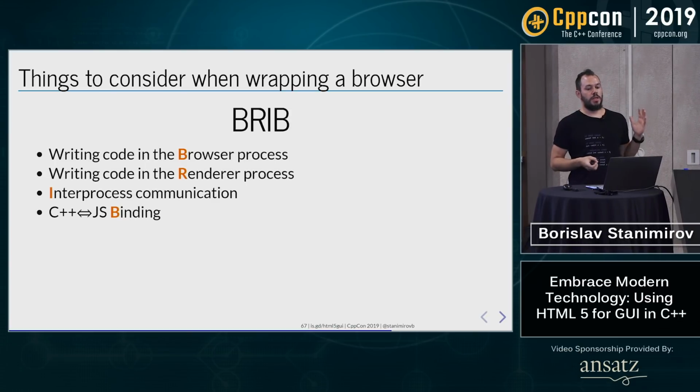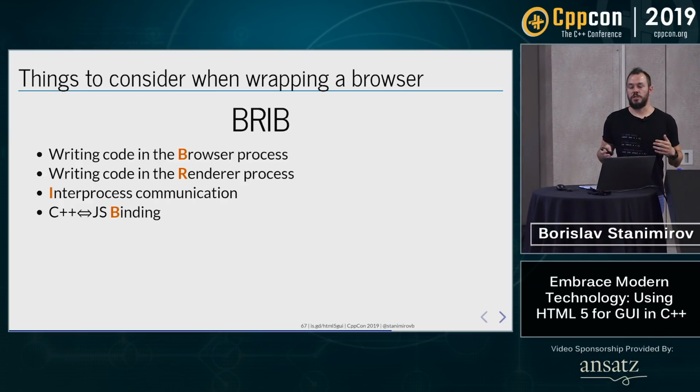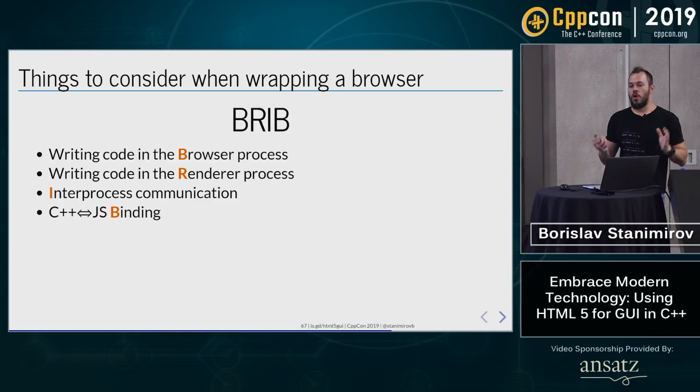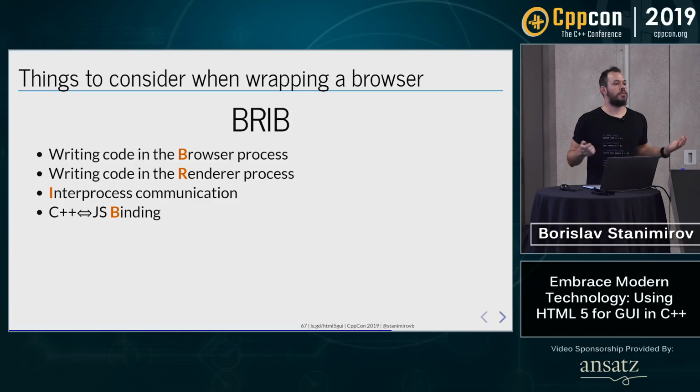And this is basically writing code for the browser process, writing code for the renderer process, inter-process communication, and the binding between JavaScript and C++, because the browser runs JavaScript and our application is presumably C++. If you know how to do this with your browser, then you can safely embed it.